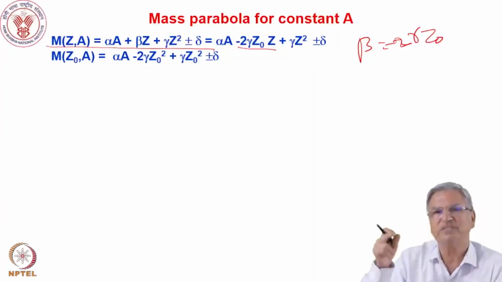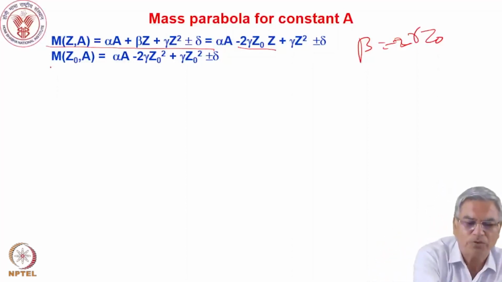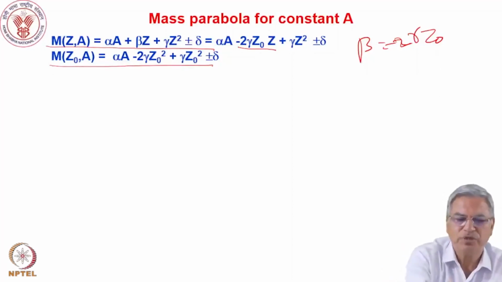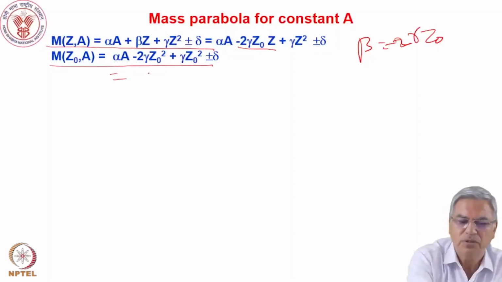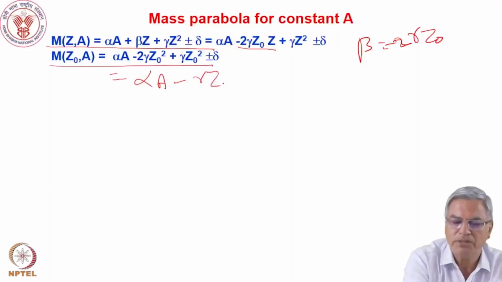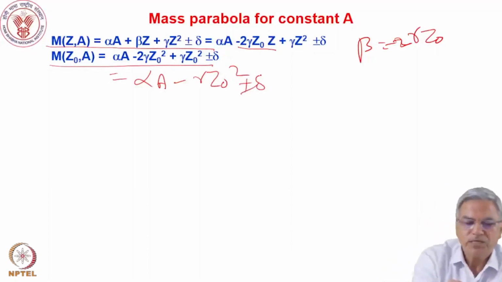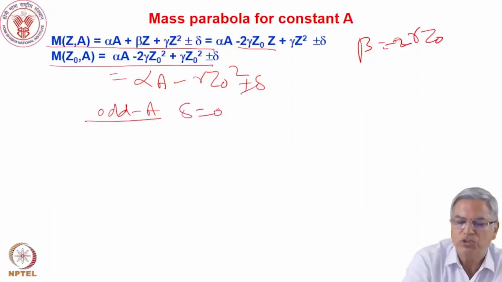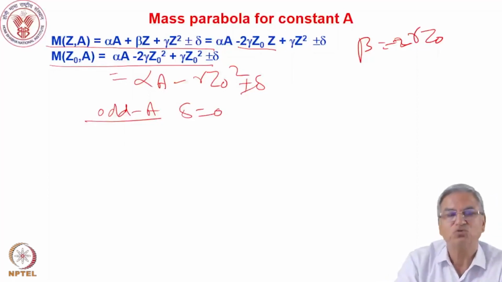Now, as we discussed, for the minimum mass, the nucleus is most stable. So we can write the mass of the most stable isobar by replacing Z by Z0. It will become alpha A minus 2 gamma Z0 square plus gamma Z0 square plus minus delta. So it becomes alpha A minus gamma Z0 square plus minus delta. Now let us see the odd A isobaric chain, where delta equals 0. For the moment we will forget about the delta term, because for odd A delta is equal to 0.